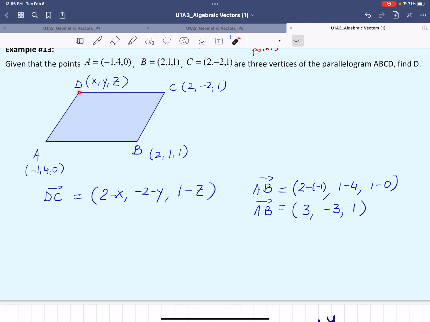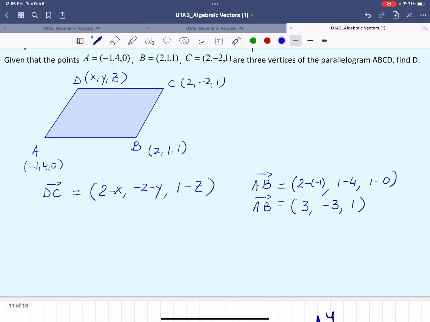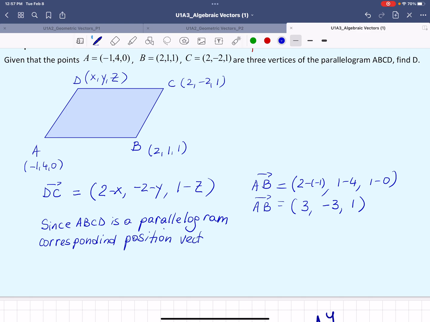Now, if we had these two vectors on the Cartesian plane, and we place them as position vectors, what do you think would happen? Would their respective position vectors have the exact same coordinates? Since these two are equal vectors, they're parallel, right? Parallel, and they have the same length, because that's a parallelogram. Then we're going to say that since ABCD is a parallelogram, the corresponding position vectors must be the same, or equal. So we'll say that vector DC equals vector AB.